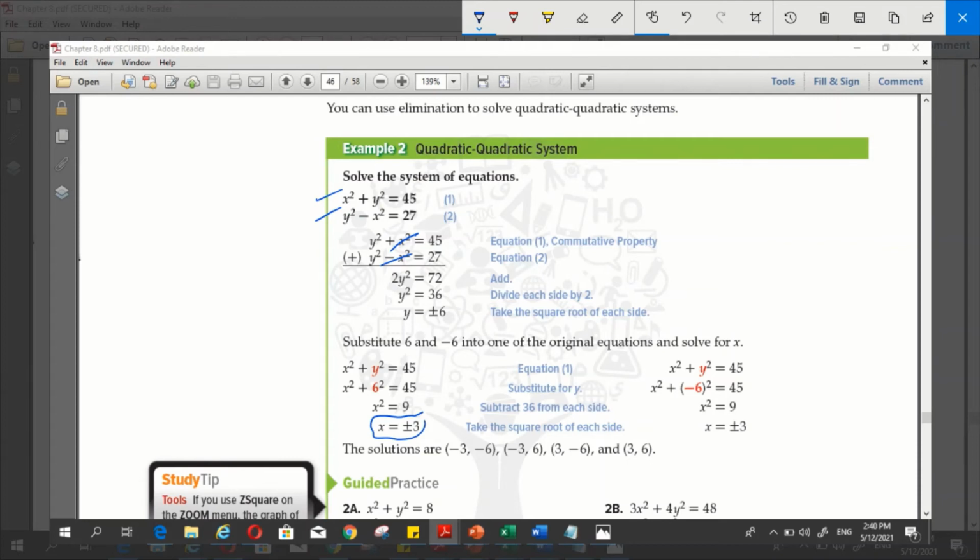That's it. So we will have positive 3 with 6, and negative 3 with 6, and also positive 3 with minus 6 and negative 3 with negative 6. Be careful with that. That's it.